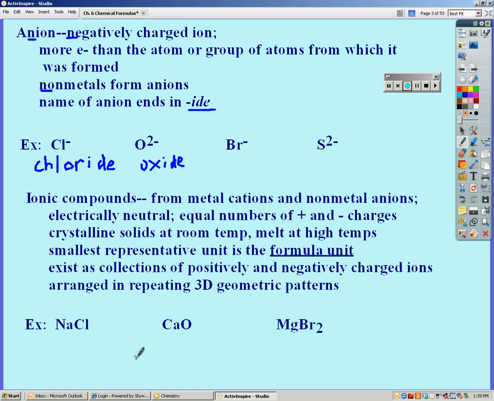Okay, so those ions, anions and cations, come together to form ionic compounds. And they do so that they are electrically neutral. That means you have an equal number of positive and negative charges. So when you write their formulas, that is your goal, to make their charges equal 0. We call this a formula unit. That's the smallest particle of an ionic compound.